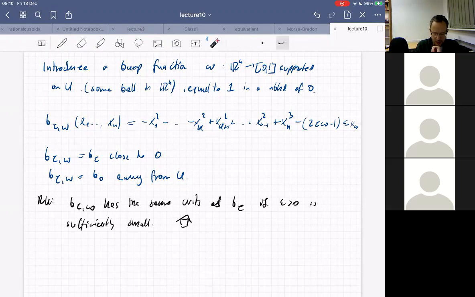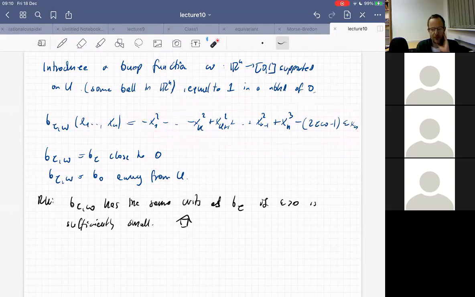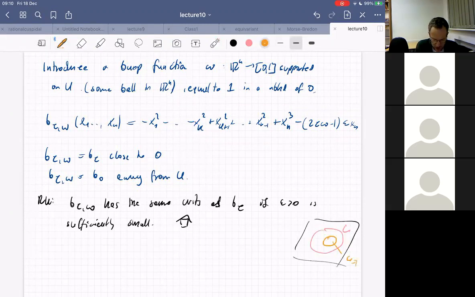What can go wrong here is that, well, if omega is equal to 1, then, of course, the critical points are the same. If omega is equal to 0, then there are no critical points. So the key part of this homework is on the subset where omega is not equal to 1, the key problem is in this yellow region. This is a place where you have to be careful and show that if epsilon is sufficiently small, there are no critical points of this b tau omega function in this region. How you do it?